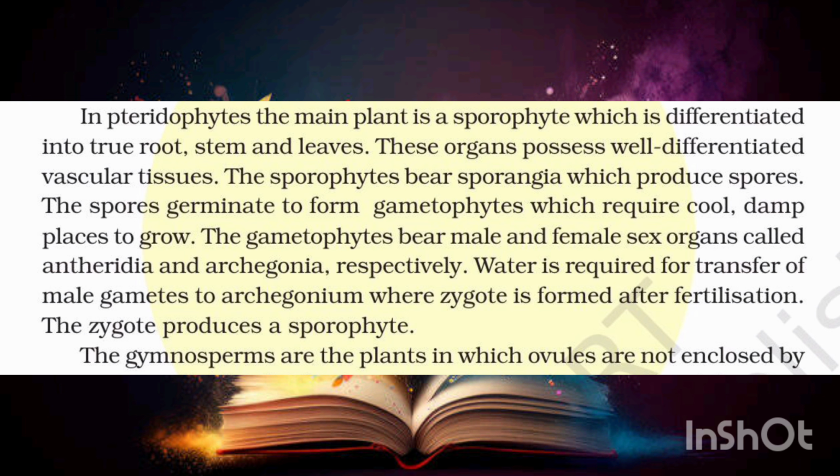The gametophytes bear male and female sex organs called antheridia and archegonia, respectively. Water is required for transfer of male gametes to the archegonium, where the zygote is formed after fertilization. The zygote produces a sporophyte.